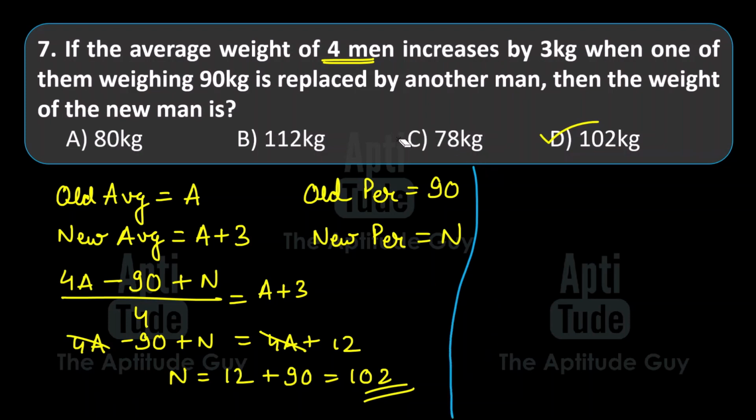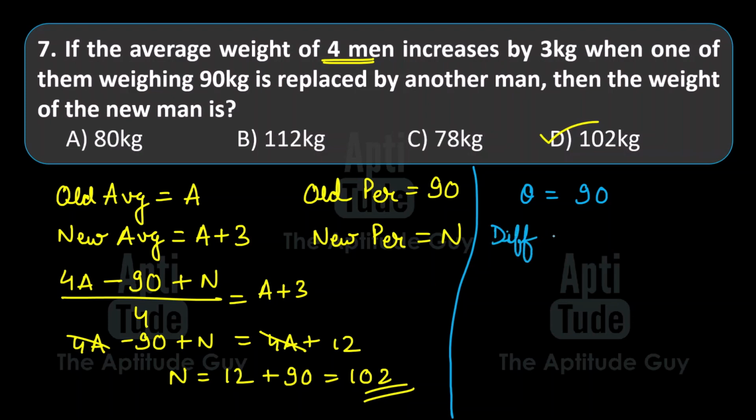First of all, write down which person is given. Okay. Here 90 kg person is given, that is the old person. So the old person is 90. We know this. Then we have to find the difference.